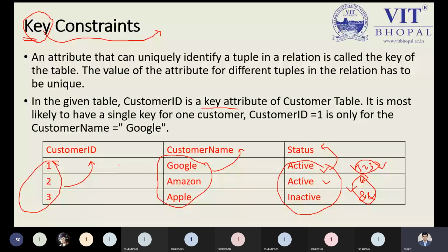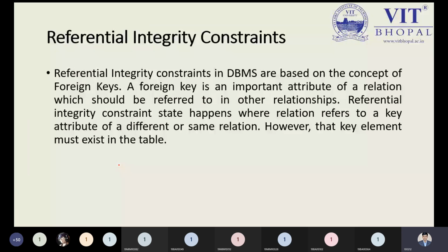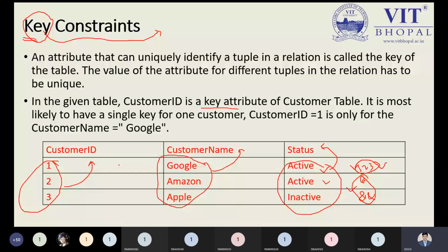Referential integrity constraint. Okay, this key constraint and other things I will tell you through the practical way in the coming days. So in the next week we have a practical on this key constraint. So please keep in mind, please attend the class on time, and please be attentive in a regular way in the coming week as well.